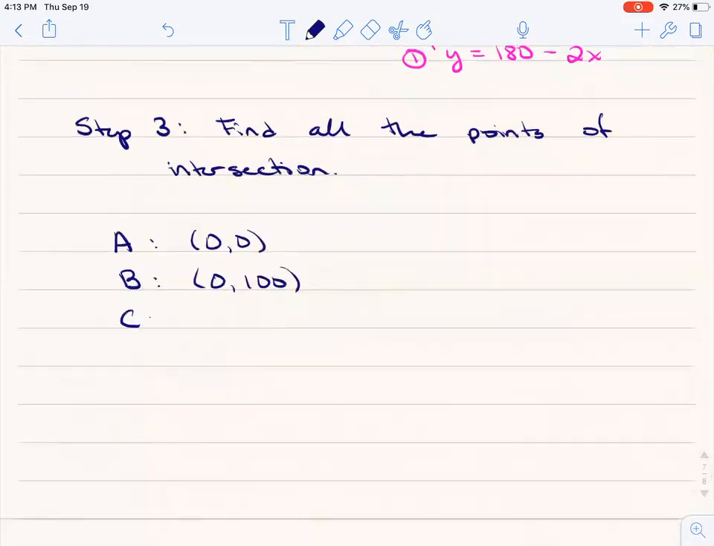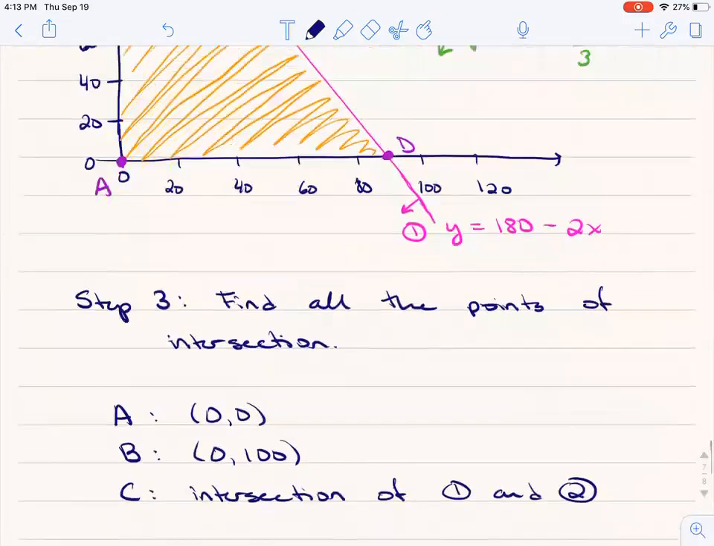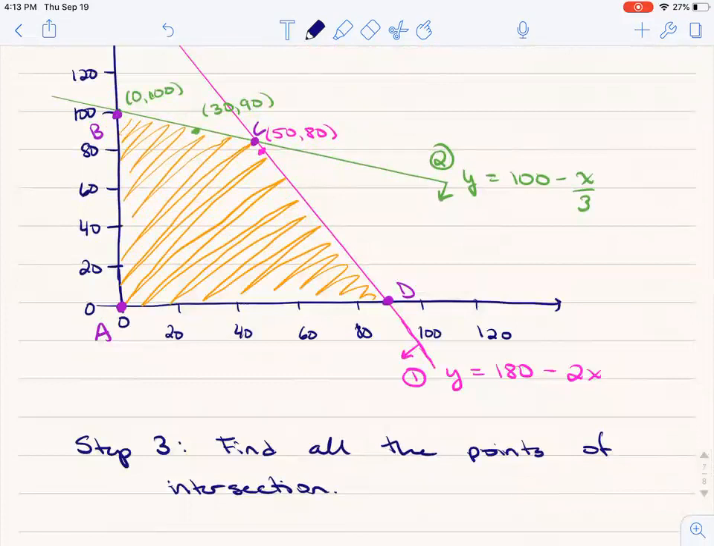But C is the intersection of 1 and 2. Right? And that's when it's nice to have the equations on here, right? The intersection of line 1 and line 2. It's very possible that we could have 3 lines on here, not just 2 lines. We could have a 3rd line. And so then you really want to keep track of whether it's the intersection of line 1 and line 2 or line 3, for example.